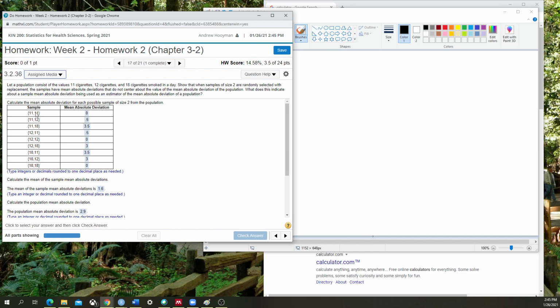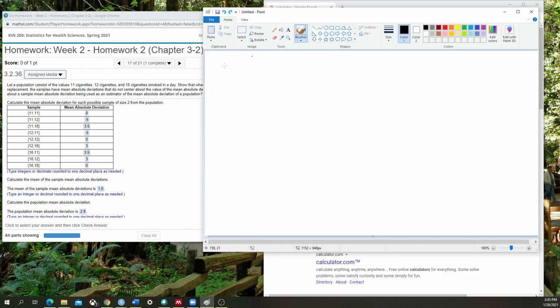All right, so the first sample here is 11, 11. So we're going to calculate the mean absolute deviation of this sample. First, we take the mean of 11 and 11, which is 11. Now we're going to take the absolute deviation of each value within this sample from our mean. So that means 11 minus 11. What's the absolute deviation of that? 0.